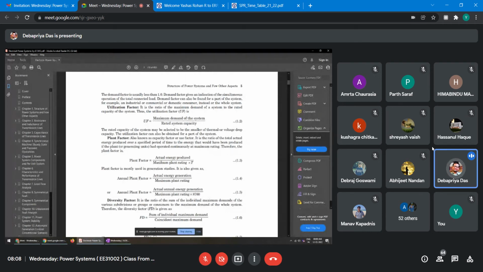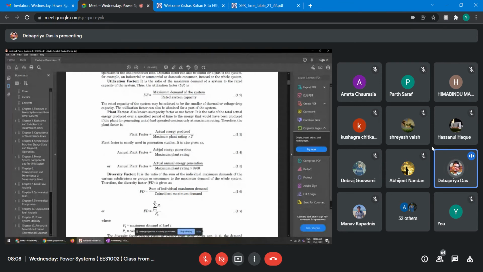If plant factor is high, this means maximum use of the generating units. So it is also true for the generating plant. And an annual plant factor is given. Sometimes we call annual factor the actual energy generation by maximum plant rating. Here one thing: it is not actual, it will be annual energy generation. This is a correction, so please correct it. This is annual energy generation, and one T is missing in this equation: it is maximum plant rating into T.